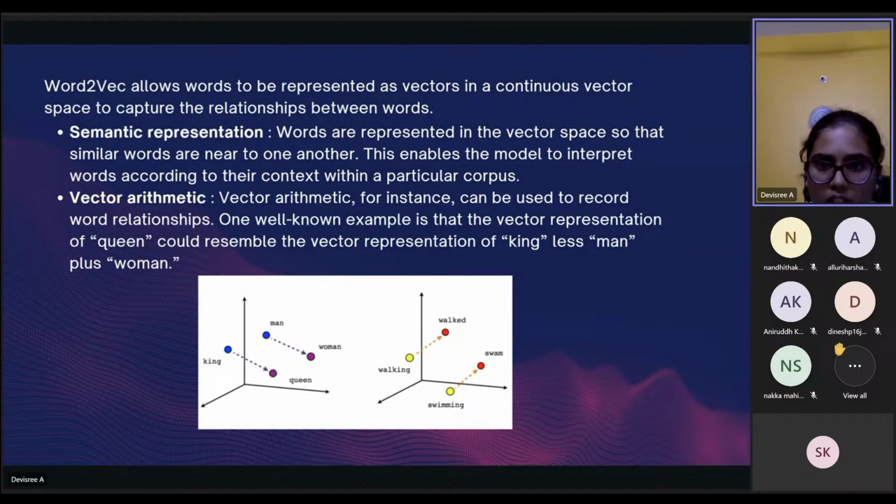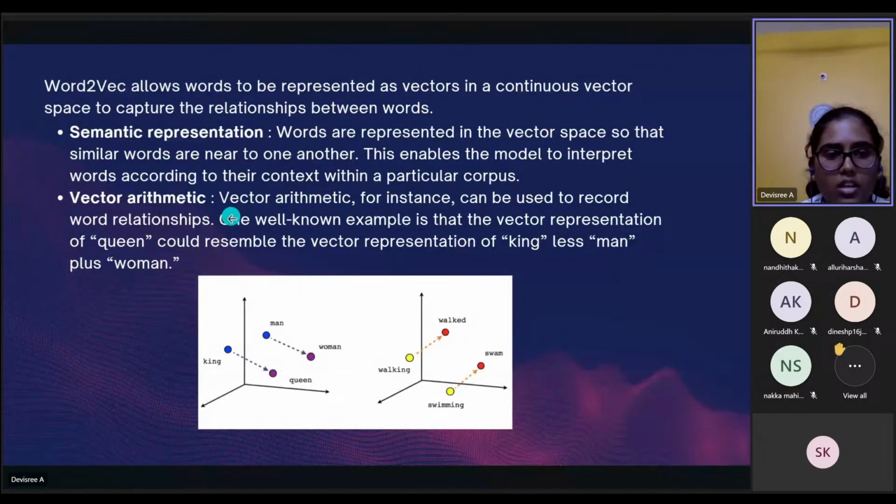Firstly, semantic representation. The words represented in the vector space are placed such that words with similar meaning are placed close to each other. So that was the point which I said I'll come back to. Words with similar meaning are placed close to each other. That means the dot product of the 2 vectors with similar meaning is nearly 1. So that is the cosine explanation for that. Since words with similar meaning are placed close to each other, the dot product will be nearly equal to 1.